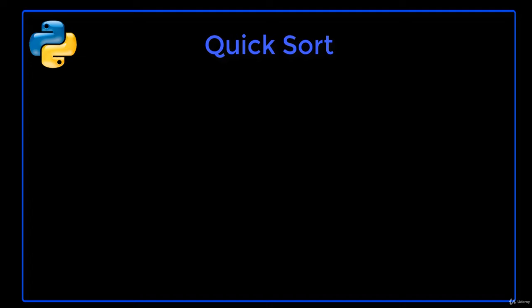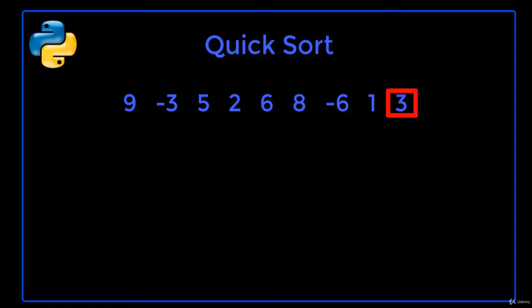Let's look at a conceptual example of quicksort so that we understand how it works before we write the code for its implementation. We will start out with the following example collection. Let's choose the last element as our pivot. The last element in our collection is 3, so the pivot value is 3.